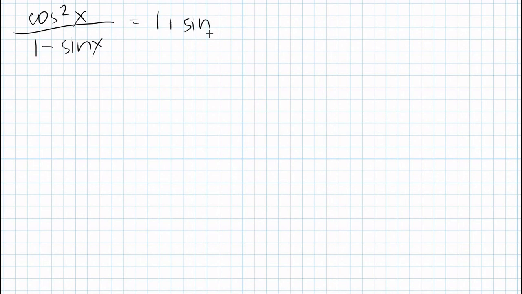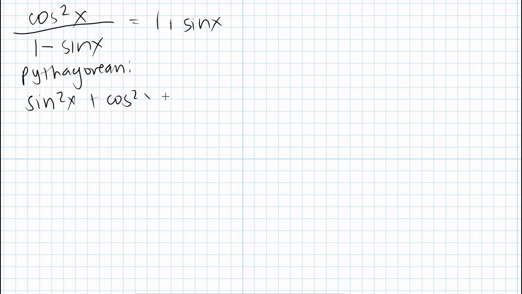Now let's go to the last equation, which is cosine squared x over 1 minus sine x equal to 1 plus sine x. So let's try to work using the Pythagorean theorem. So that's sine squared x plus cosine squared x equal to 1.